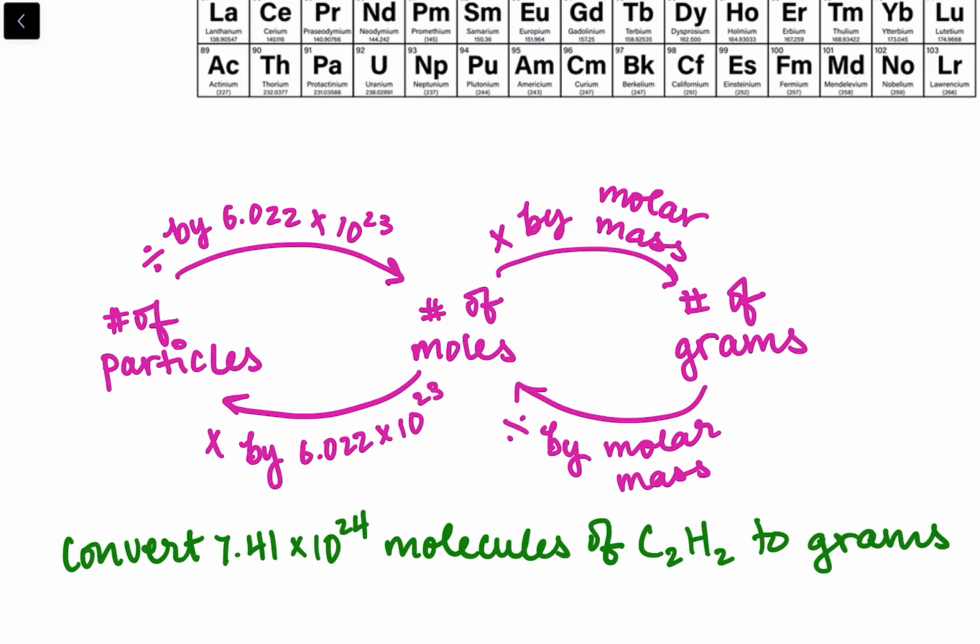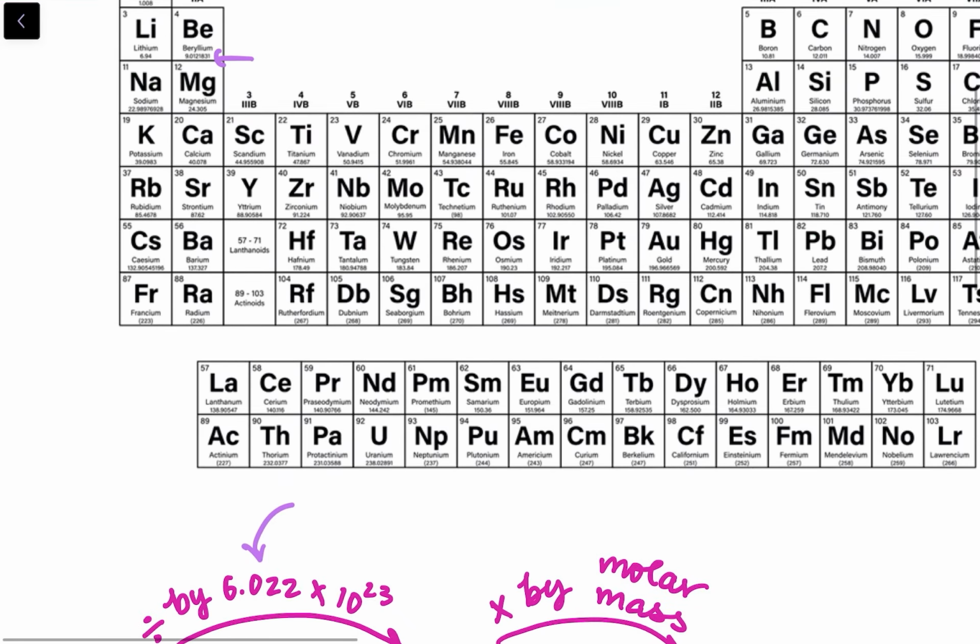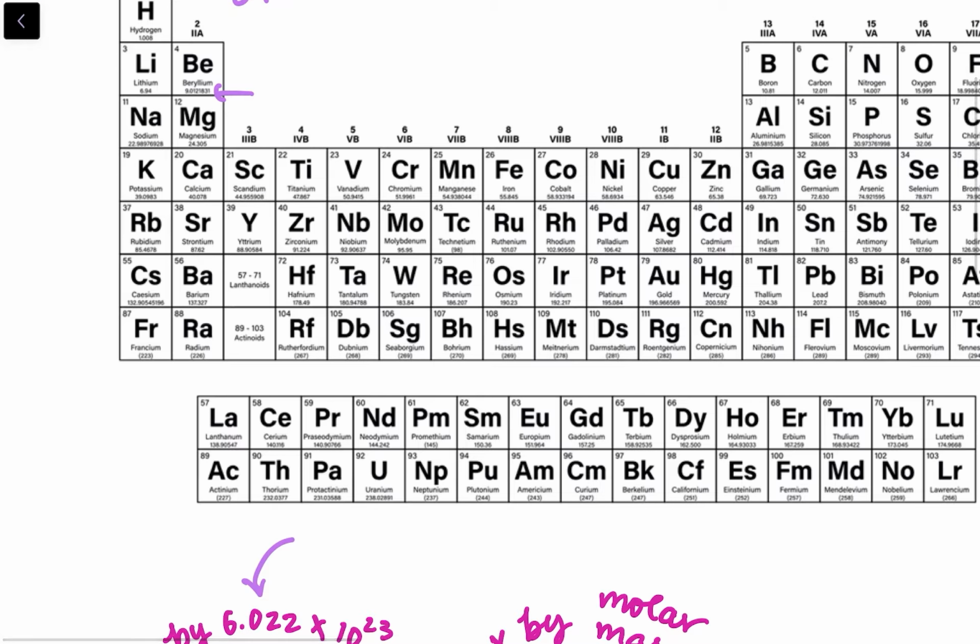Anyway, right here I have a diagram to help you convert from particles to moles and moles to grams. Particles to moles is Avogadro's constant, 6.022 times 10 to the power of 23, while moles to grams is molar mass. A quick refresher: molar masses are the tiny numbers written on the periodic table. To find the molar mass of a compound, you simply add the molar masses of its components, which are the elements on the periodic table.